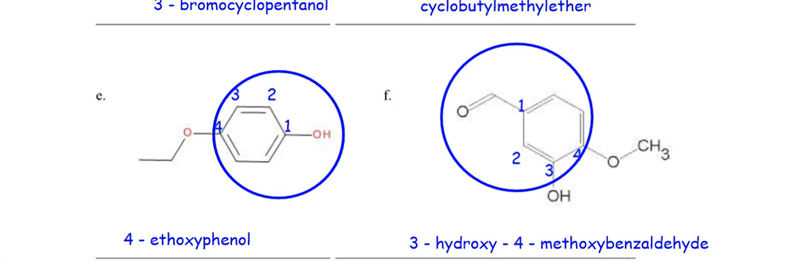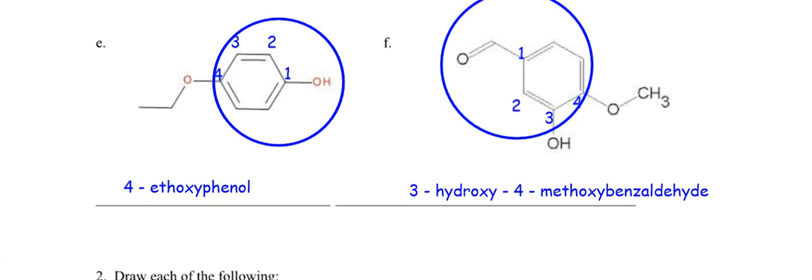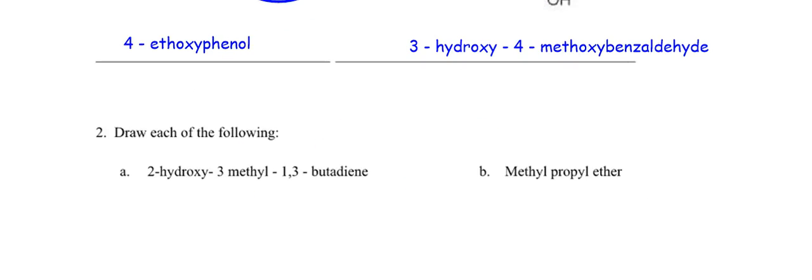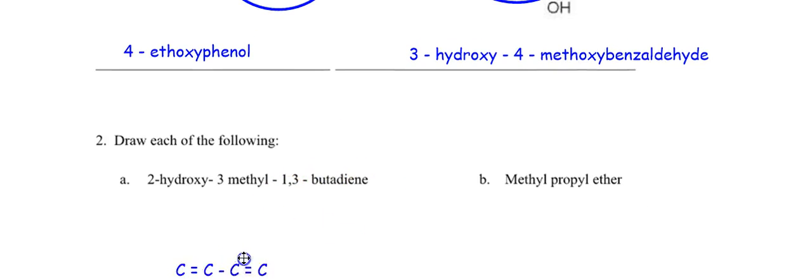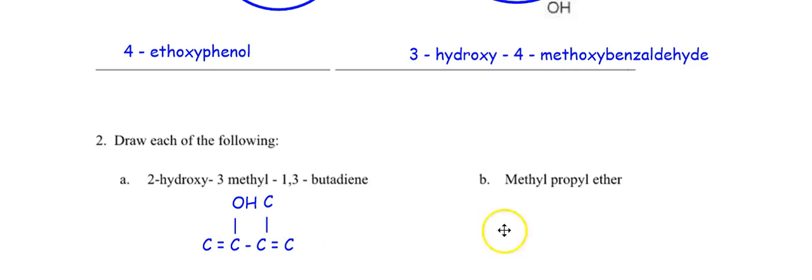So in part number 2, we need to draw. So why don't we do those? So I have a 1,3-butadiene, which I have right here. And on number 2, I have a hydroxy, and on number 3, I have a methyl. So there you go. The next one is pretty straightforward. It's a methylpropyl ether. Okay, let's go to the next page.